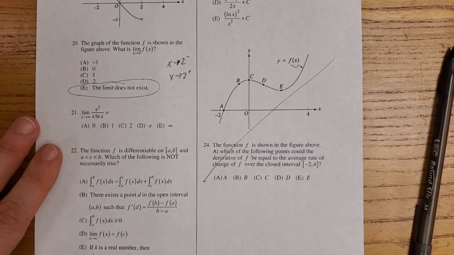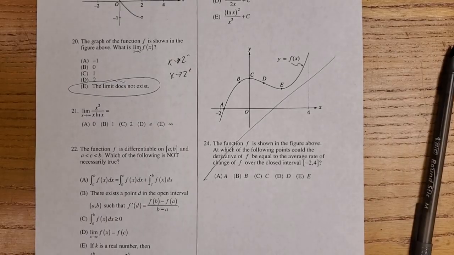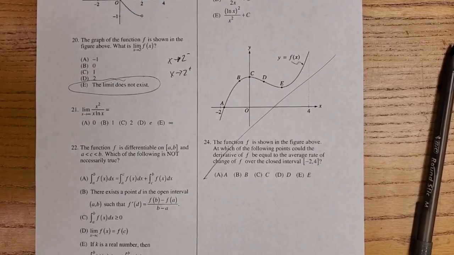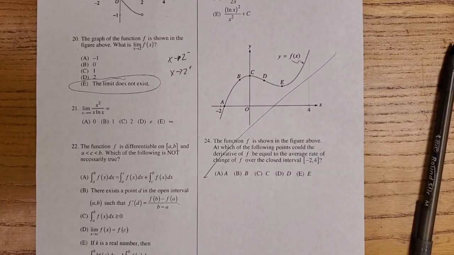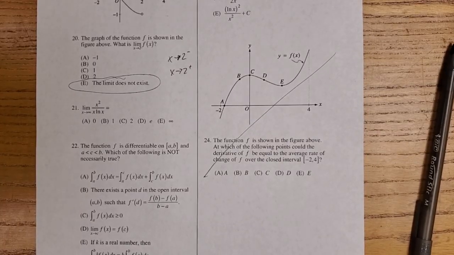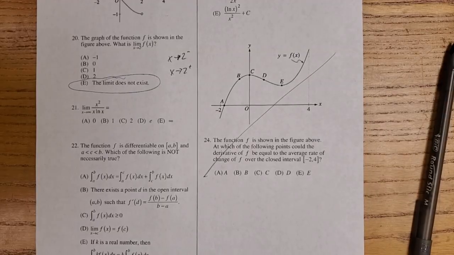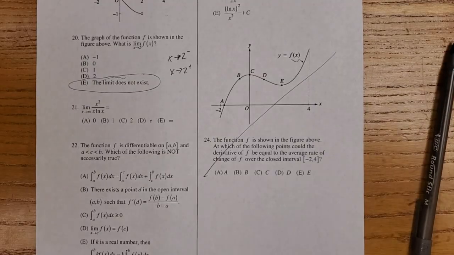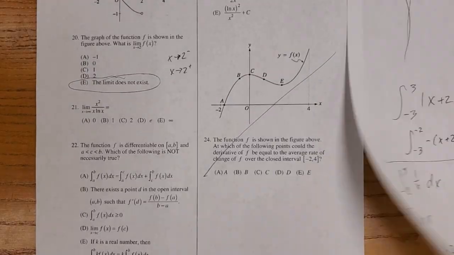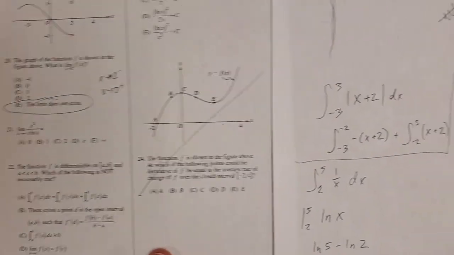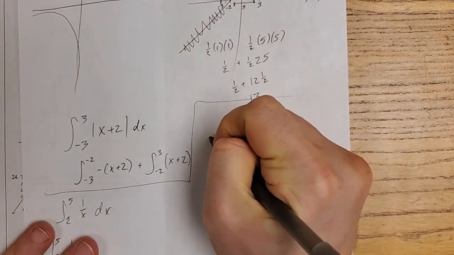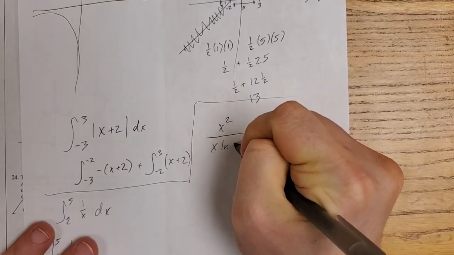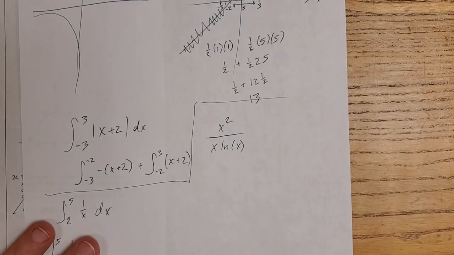Okay, number 21. The limit as x goes to infinity of x squared over x times the natural log of x. Okay, what are we going to do with that? So again, it's as x goes to infinity, so we have to think about what happens when x becomes very, very large.